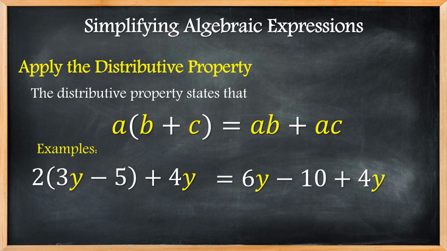Next, we combine the like terms. 6 times y plus 4 times y equals 10 times y. So our final expression is 10 times y minus 10. And that's how we apply the distributive property. It's a simple yet powerful tool for simplifying algebraic expressions.